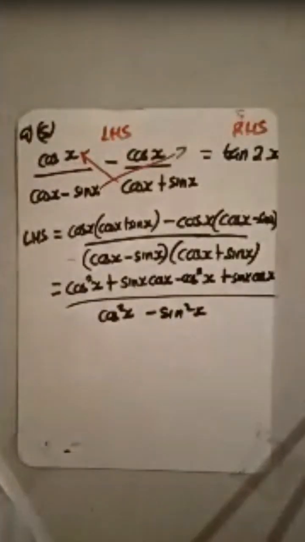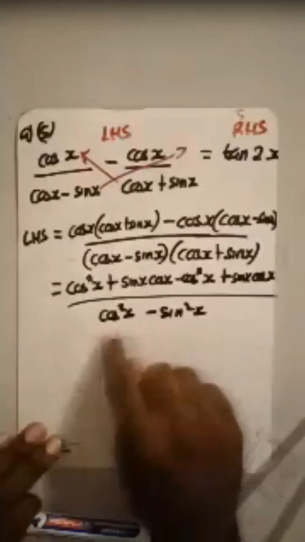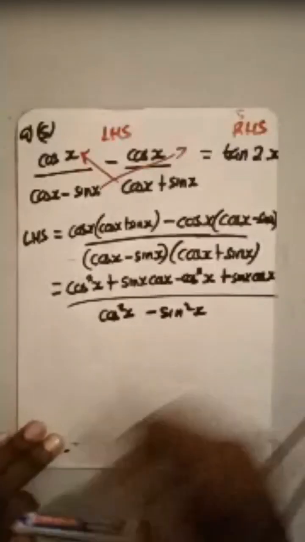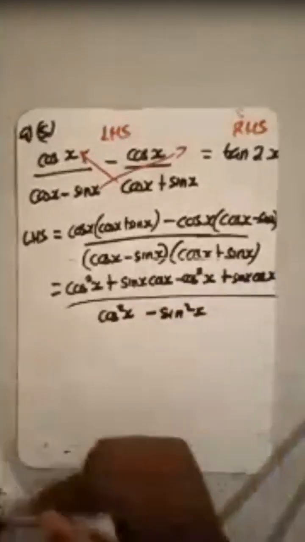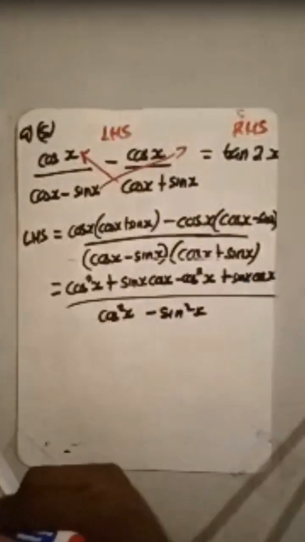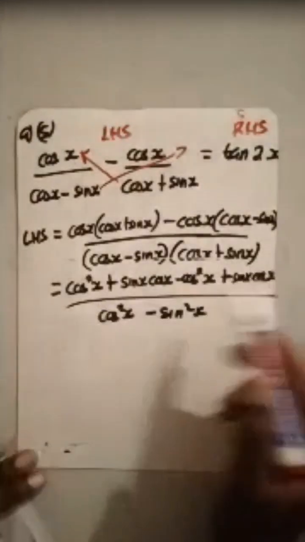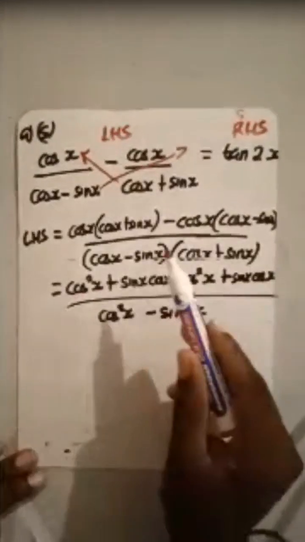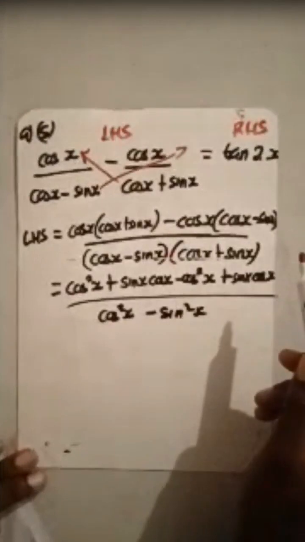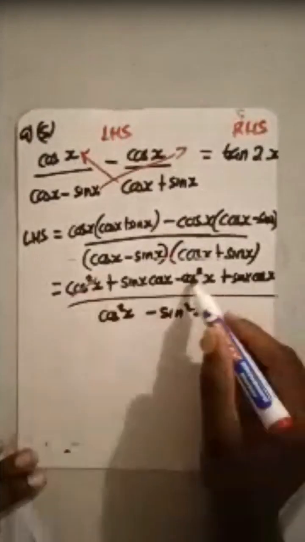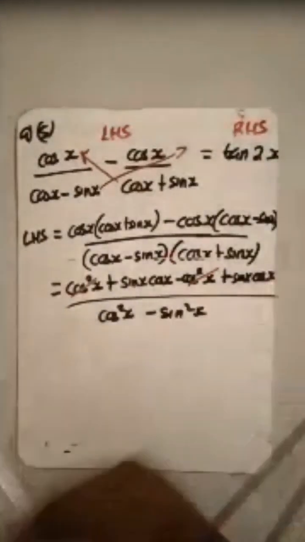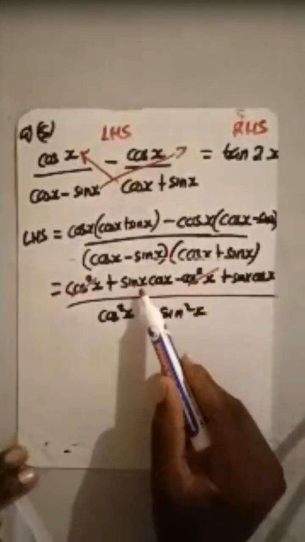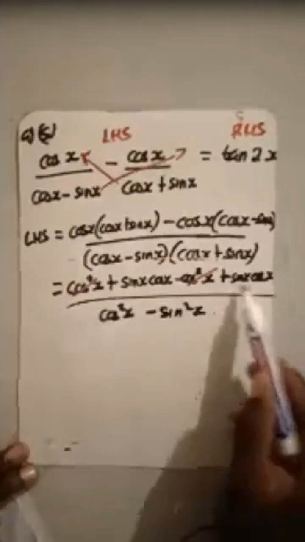Okay. Is there anyone who's vexed on this one? On the denominator? You can see that the expansion is from the difference of 2 squares. Okay. Then, if we check on the numerator, we are going to see that cos squared x minus cos squared x, they go, because they're subtracting, right? They are like terms and they're subtracting, so they go. Then you are left with sine x cos x plus sine x cos x.